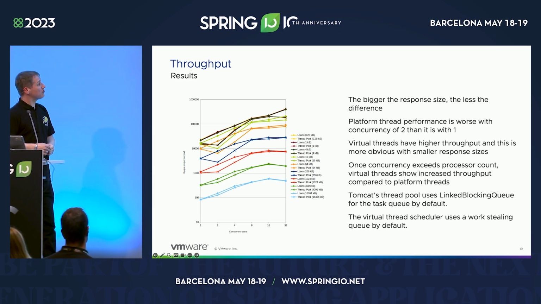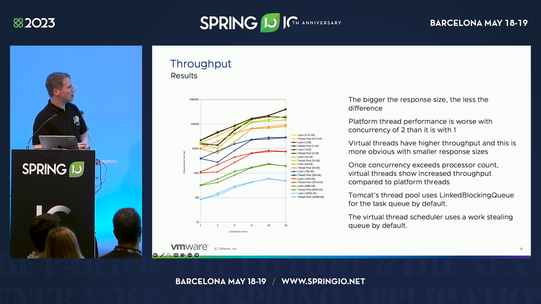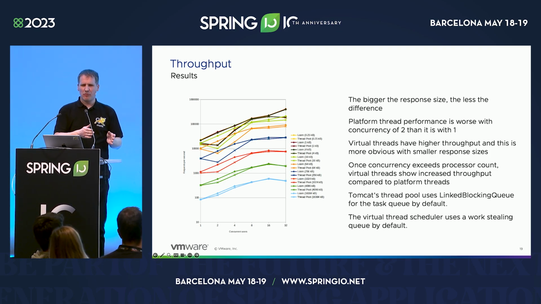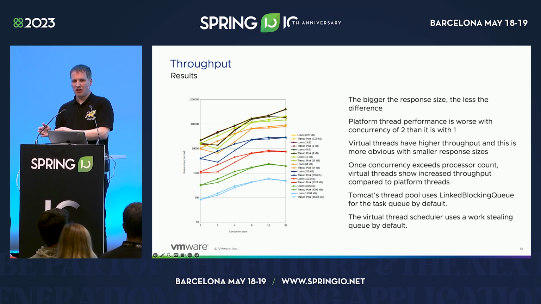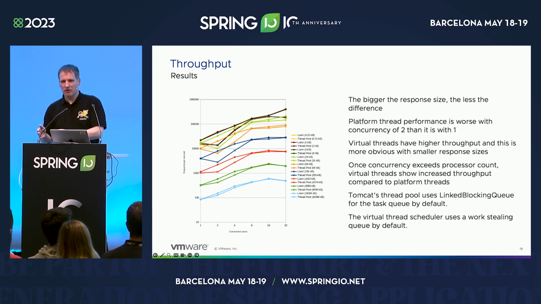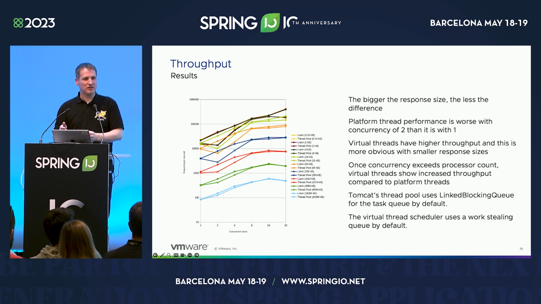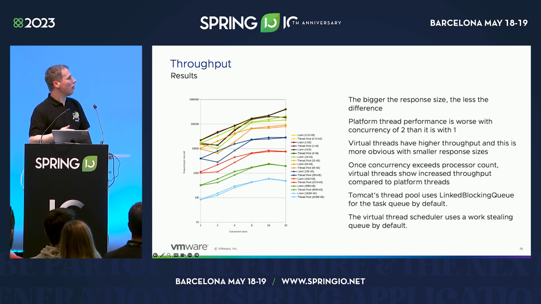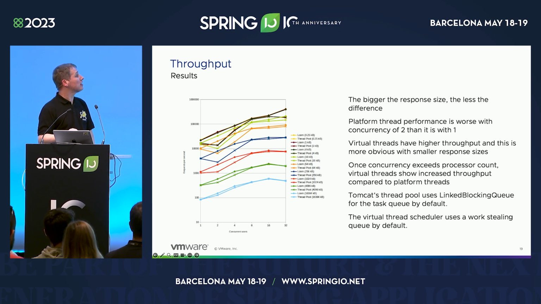Now, the thing that jumped out at me first was, hang on a minute, if I go from 1 platform thread to 2 platform threads, I get lower throughput? Hey, what? That doesn't sound right. What on earth is going on? But I did check it, and the results are correct.